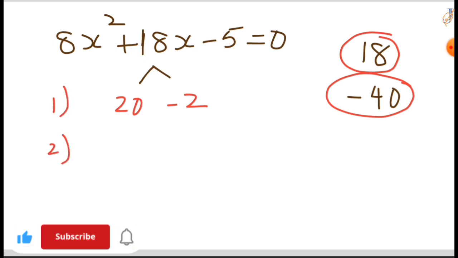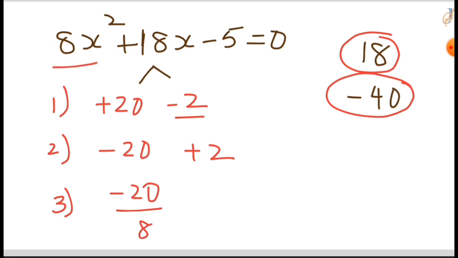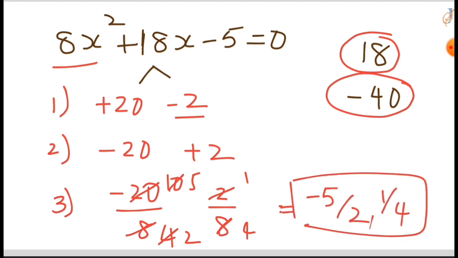The second step is to change the signs. For 20 we have plus, you need to change it to minus. For 2 we have a negative sign, you need to change it to a positive sign. The third step is to divide by the x² coefficient, which is 8. So the roots are -5/2 and 1/4. So these are the roots of this quadratic equation. That's it. Just remember one thing: this trick works only for quadratic equations with rational roots.